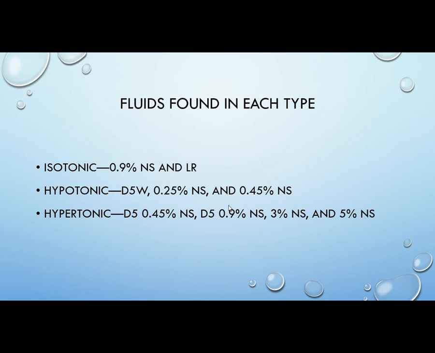So, fluids found in each type. Let's talk about those. Like I was telling you just a minute ago, isotonics are your 0.9% normal saline and your lactated ringers. Hypotonics are your D5W, your 0.25% normal saline, and your 0.45% normal saline. Okay? And your hypertonics are going to be your D5.5, your D5 normal saline, your 3% normal saline, and your 5% normal saline.